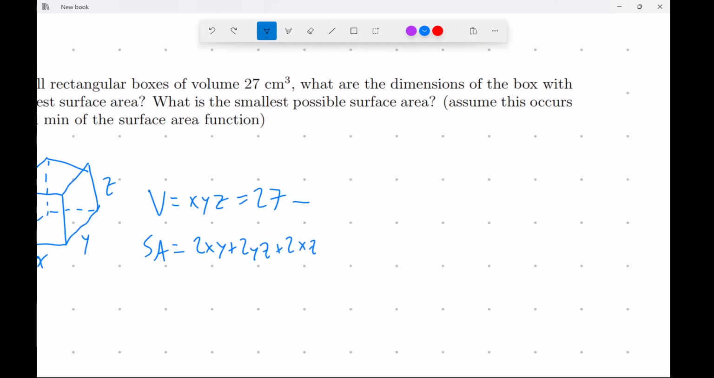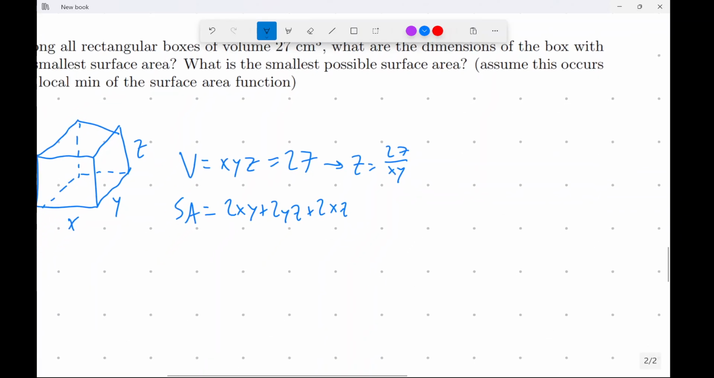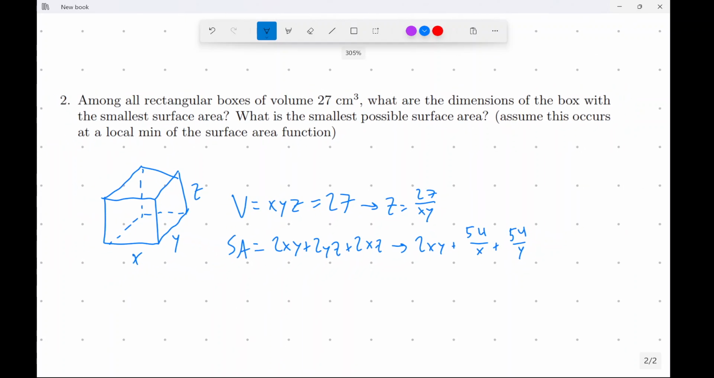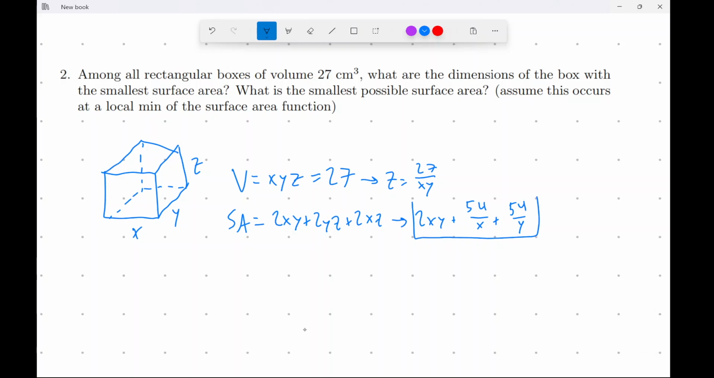So anyway, we need to solve for z. We get that z equals 27 over xy. And then our surface area function is 2xy plus 54 over x plus 54 over y. Okay, and when they said assume this occurs at a local min of the surface area function, they meant this one, because that's the one where we plugged in the constraint, and so we know that the product of x, y, and z, the volume of the box, is actually going to be 27.